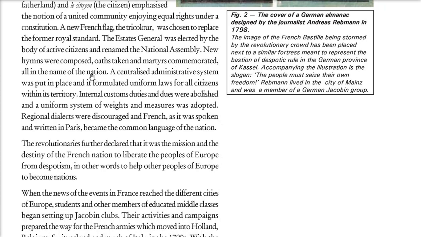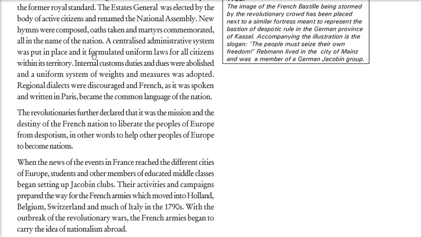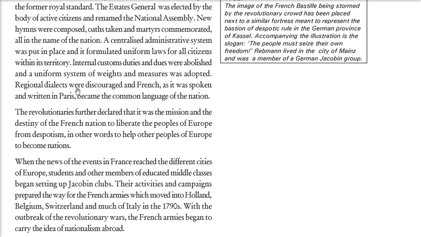new hymns were composed, oaths were taken, martyrs were commemorated, all in the name of the nation, that is nationalism. And also a centralized administrative system was now in place, and it formulated uniform laws for the citizens. Internal customs duties and dues were abolished, and weights and measures now had a uniform system. Regional dialects were discouraged, because French should become the language of the nation.